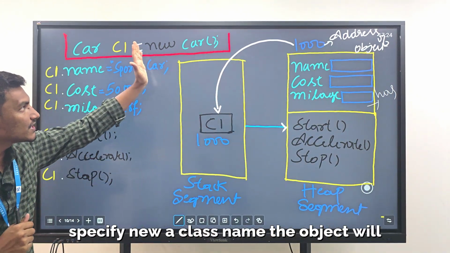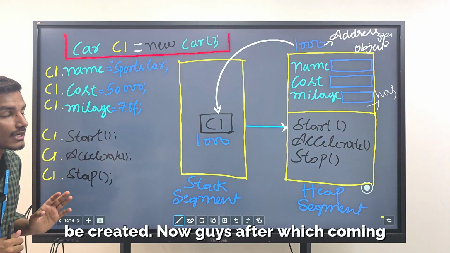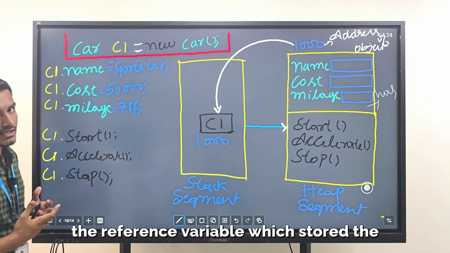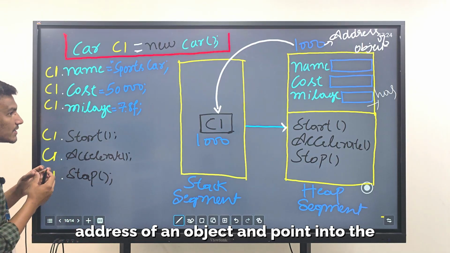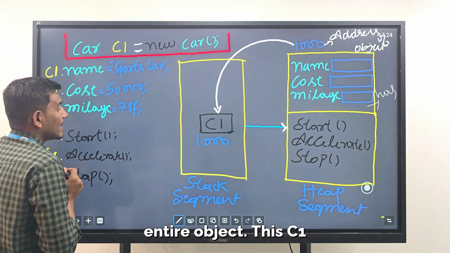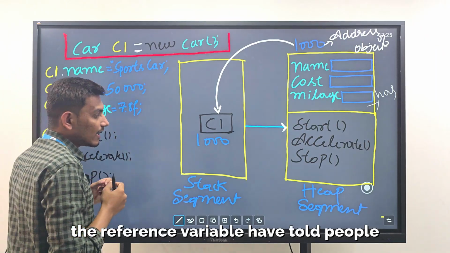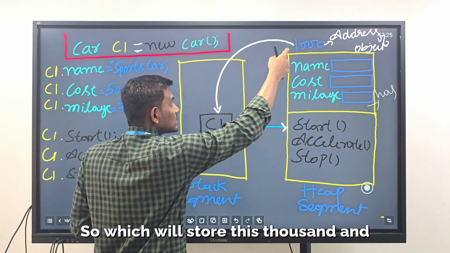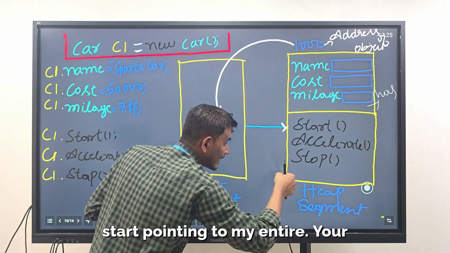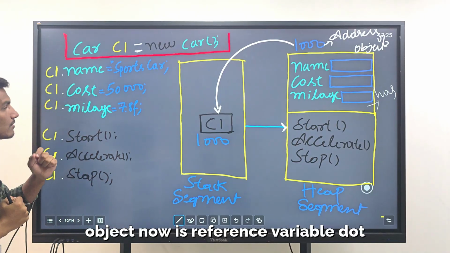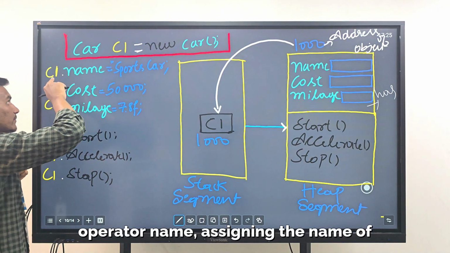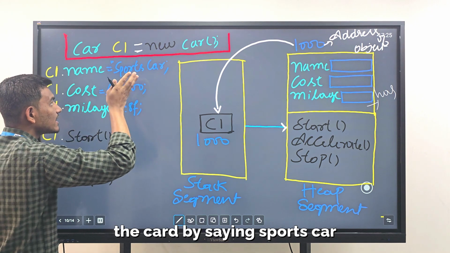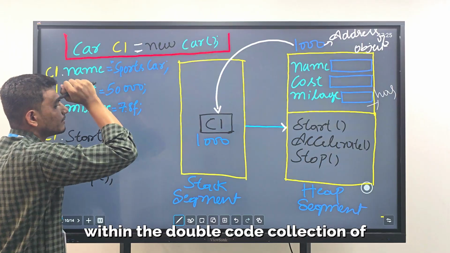on the right-hand side, if I specify new and a class name, the object will be created. After which, coming to the left-hand side, I need to specify the reference variable, which stores the address of an object and points to my entire object. Guys, this C1, the reference variable, I have told you, will be allocated in the stack segment. It will store this 1000 and start pointing to my entire object. Now, guys, reference variable dot operator name, assigning the name of the car by saying sports car within the double quote.